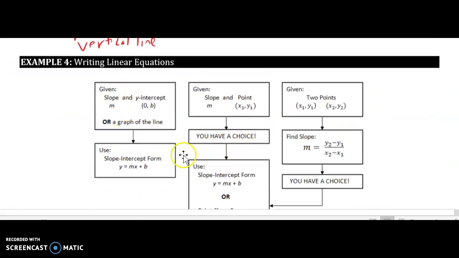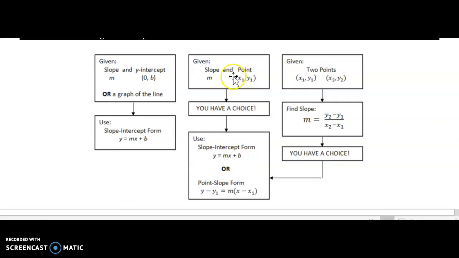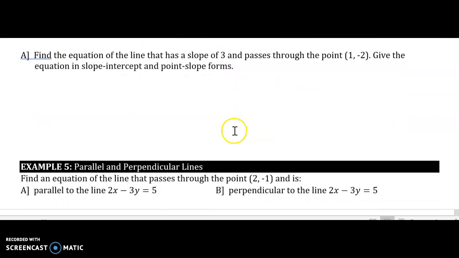So writing linear equations, there's a little flow chart here to tell you what to do. Depending on what information you're given will determine what route you should go. If you have 2 points, find the slope first, and then you use your formula. If you have a point and a slope, boom. If you have the slope and a y-intercept, you could just use y equals mx plus b. So you got to know what kind of information you're given.